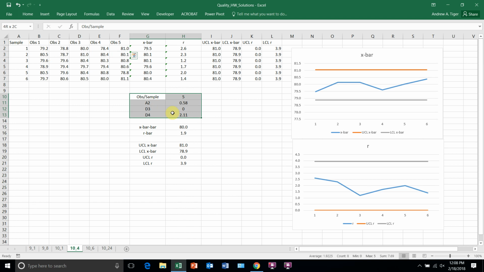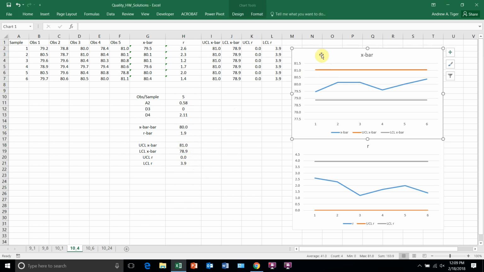These are my constants. Observations per sample is 5. So from my quality control table of constants, these are my A2, D3, and D4. For each of these samples, I can calculate a sample average and a sample range. Then this is my overall average. This is my average of my ranges. These are my control limits then for my X bar and my R's. And that's what these are.